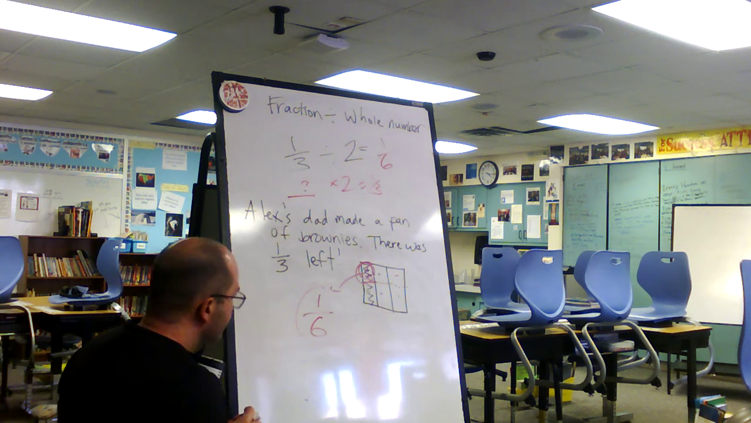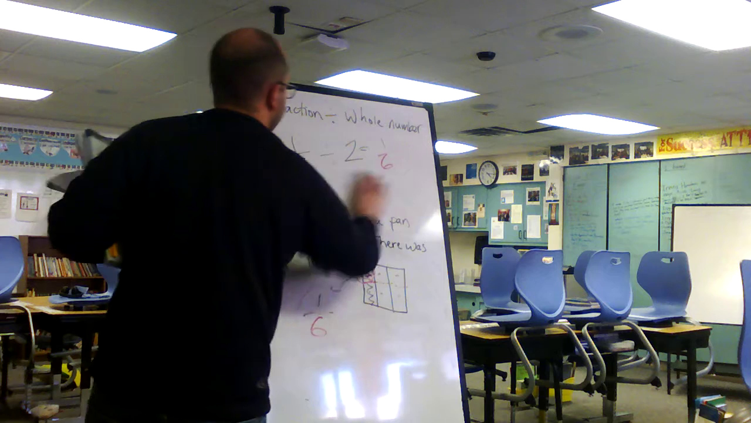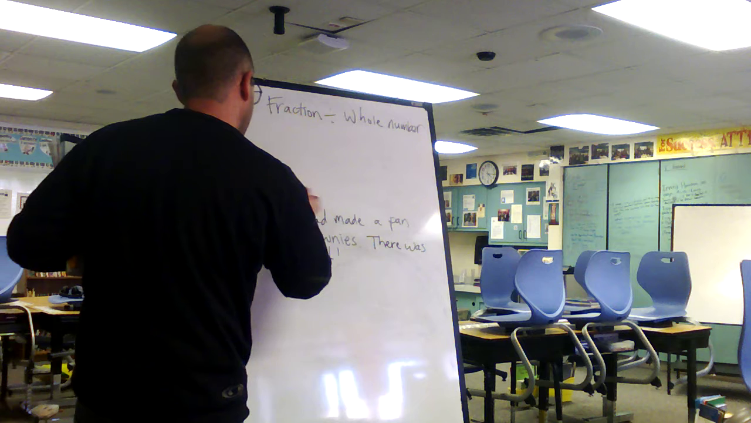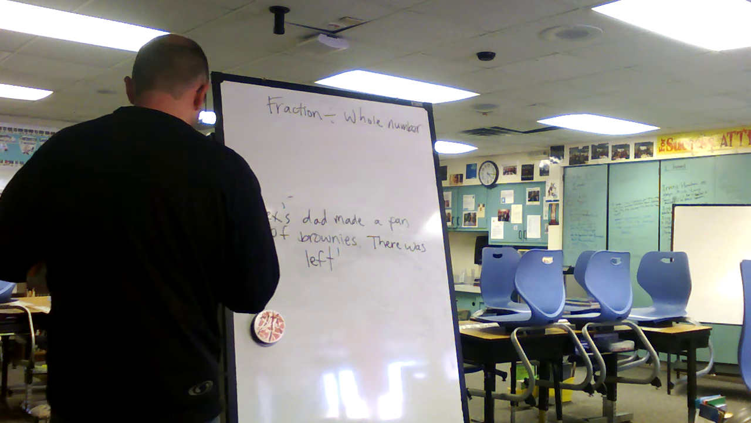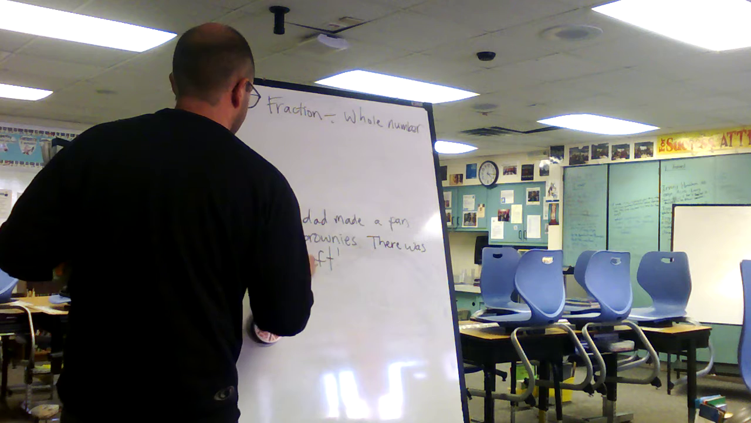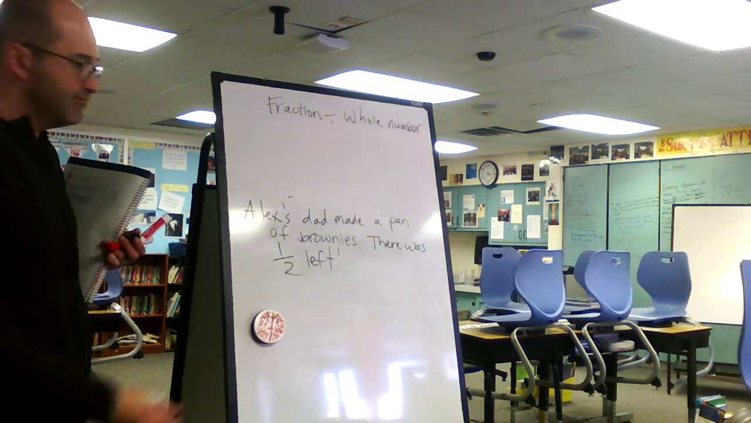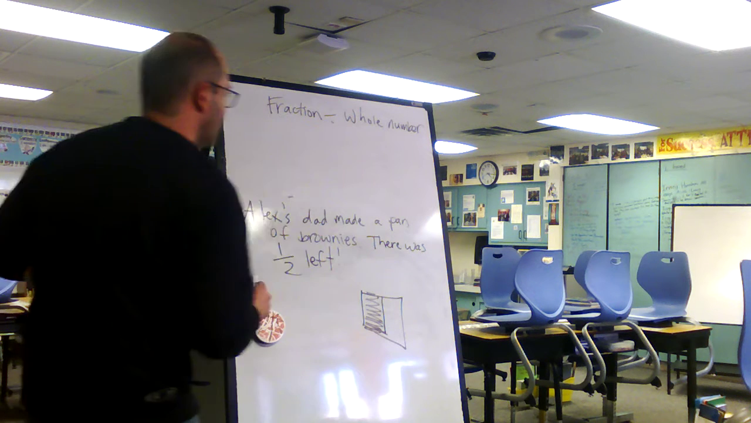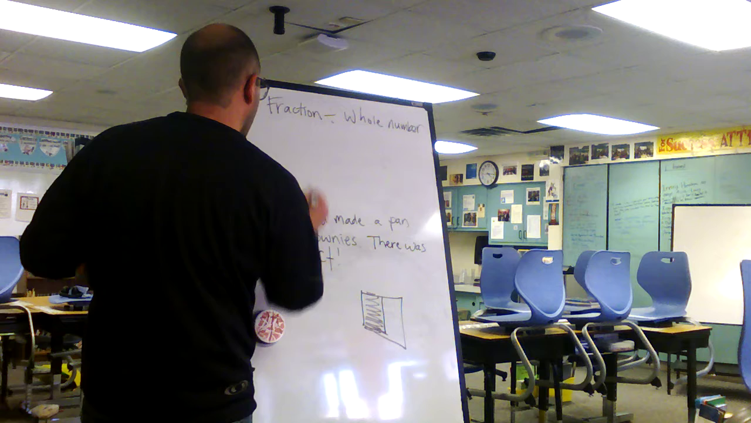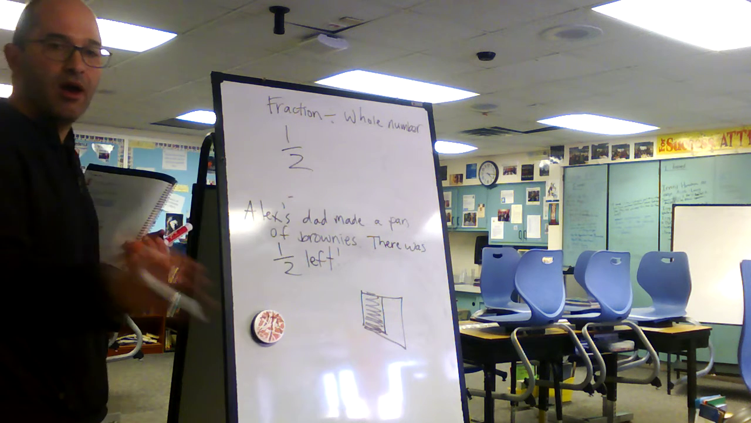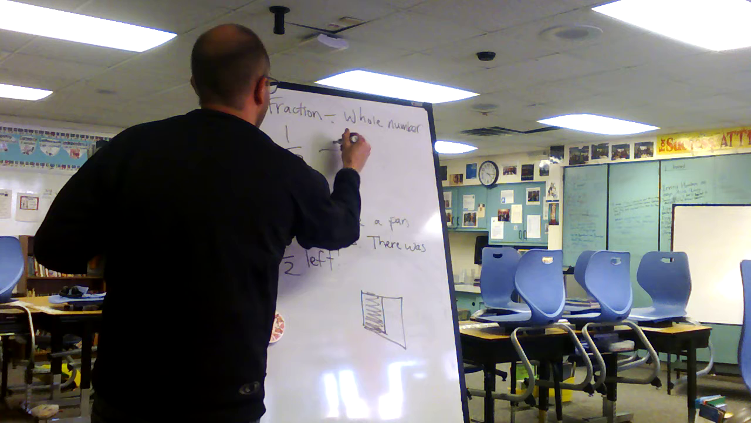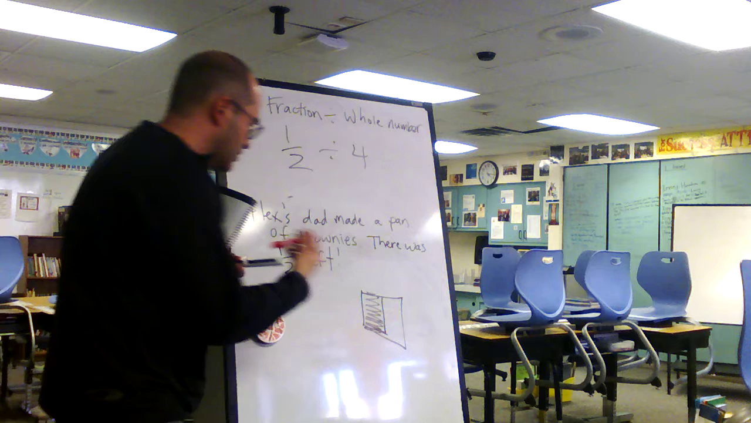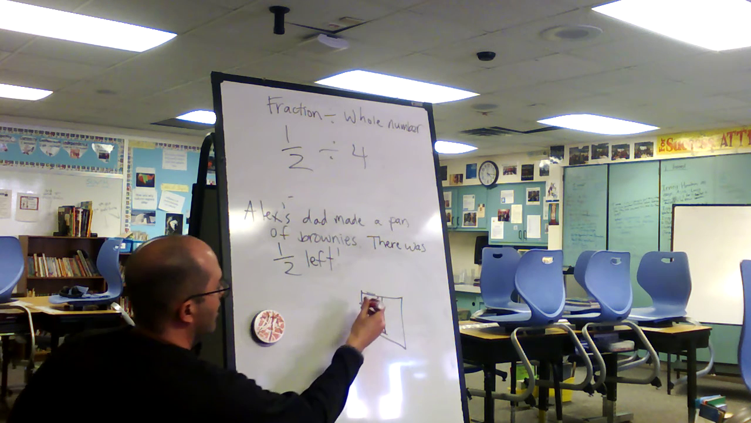I want you to try this problem. Now, Alex's dad made a pan of brownies, and half the pan was left. And you want to divide that, he's going to share that with 3 friends. So including himself, he's dividing that by 4. So what that means is we're taking that 1/2 and cutting it into fourths.